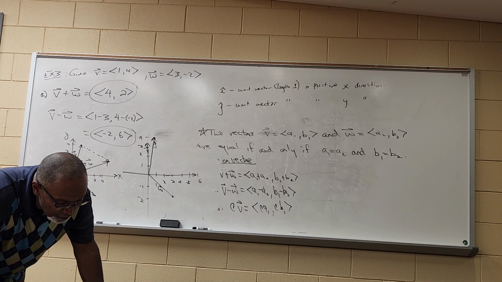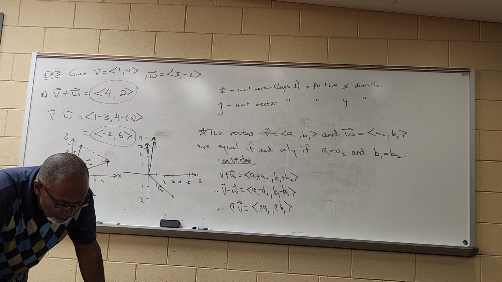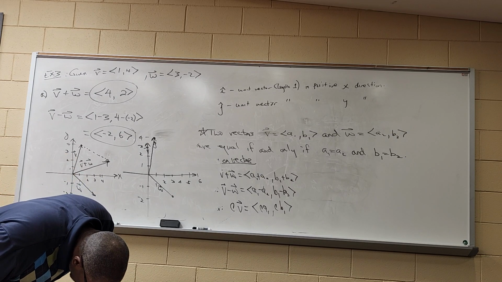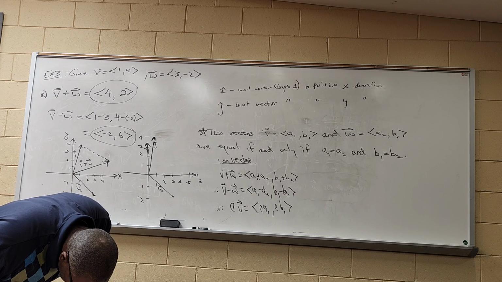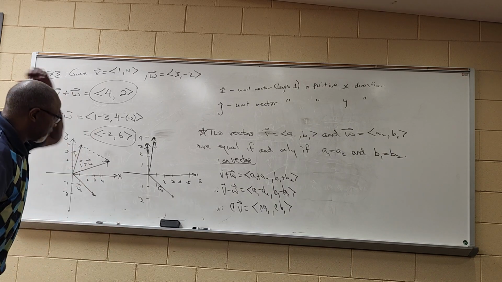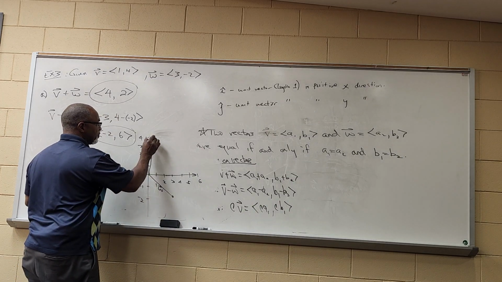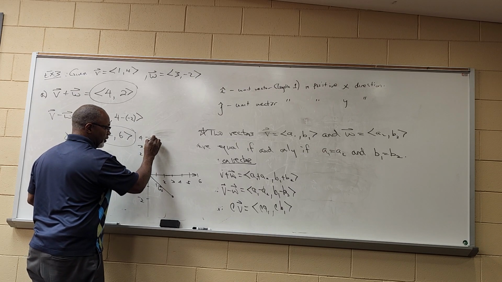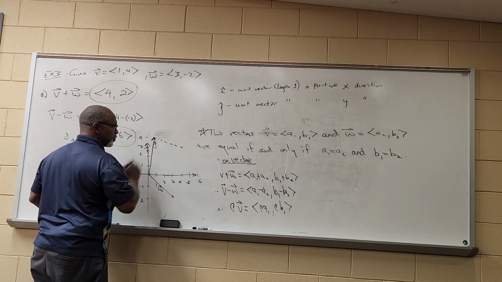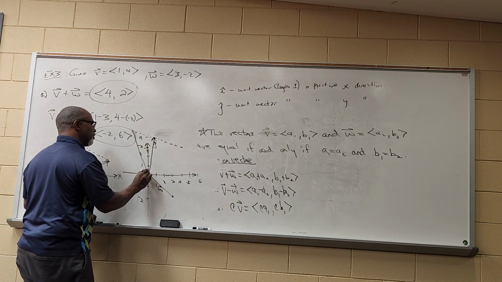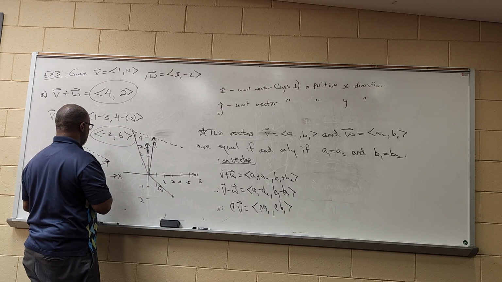Well, let's see. That's V plus W. That worked out fine. Why is V minus W? Okay, let's see what we're doing. So let's do V minus W. So I do V, but then instead of doing W, I can do negative W. V minus W, and that would be my vector.